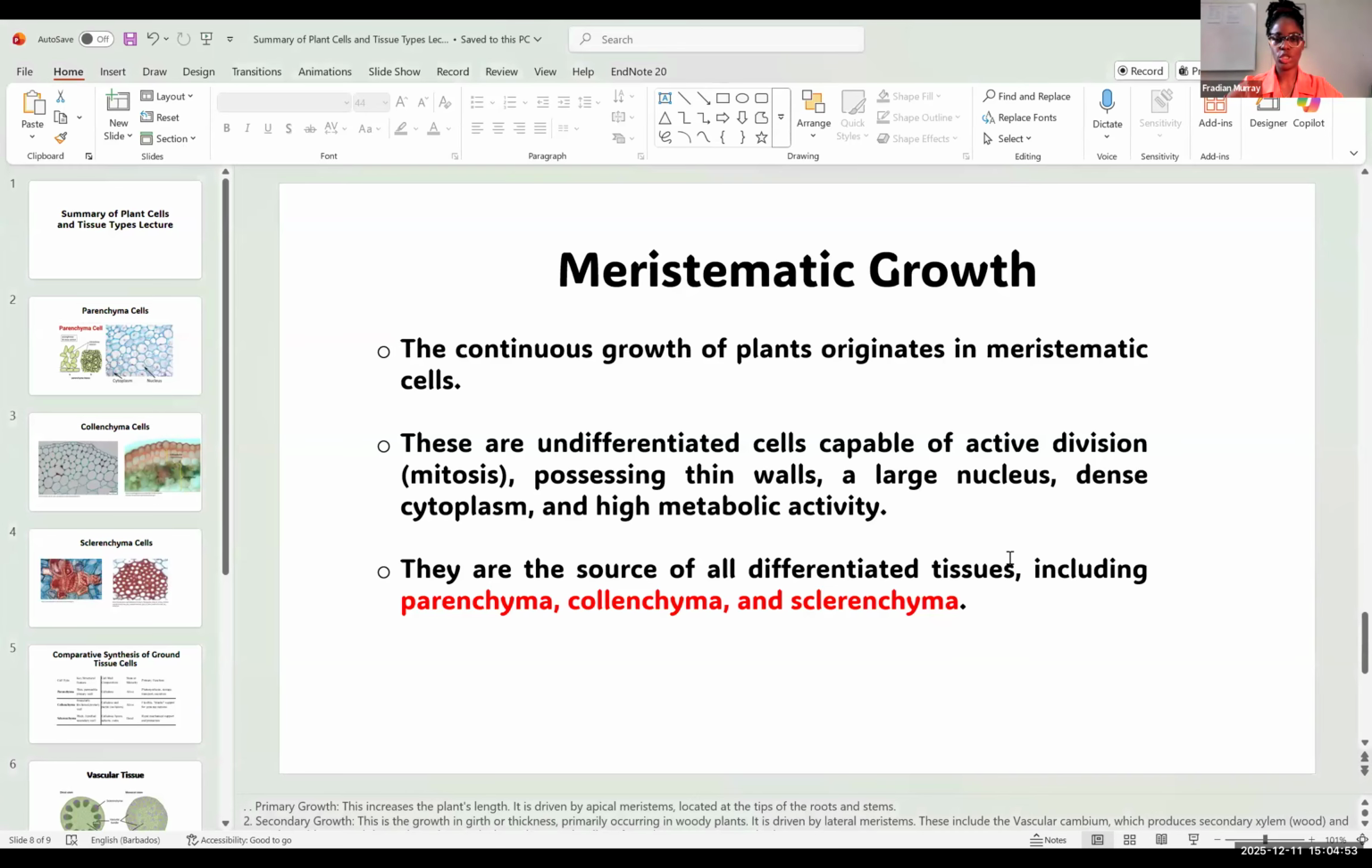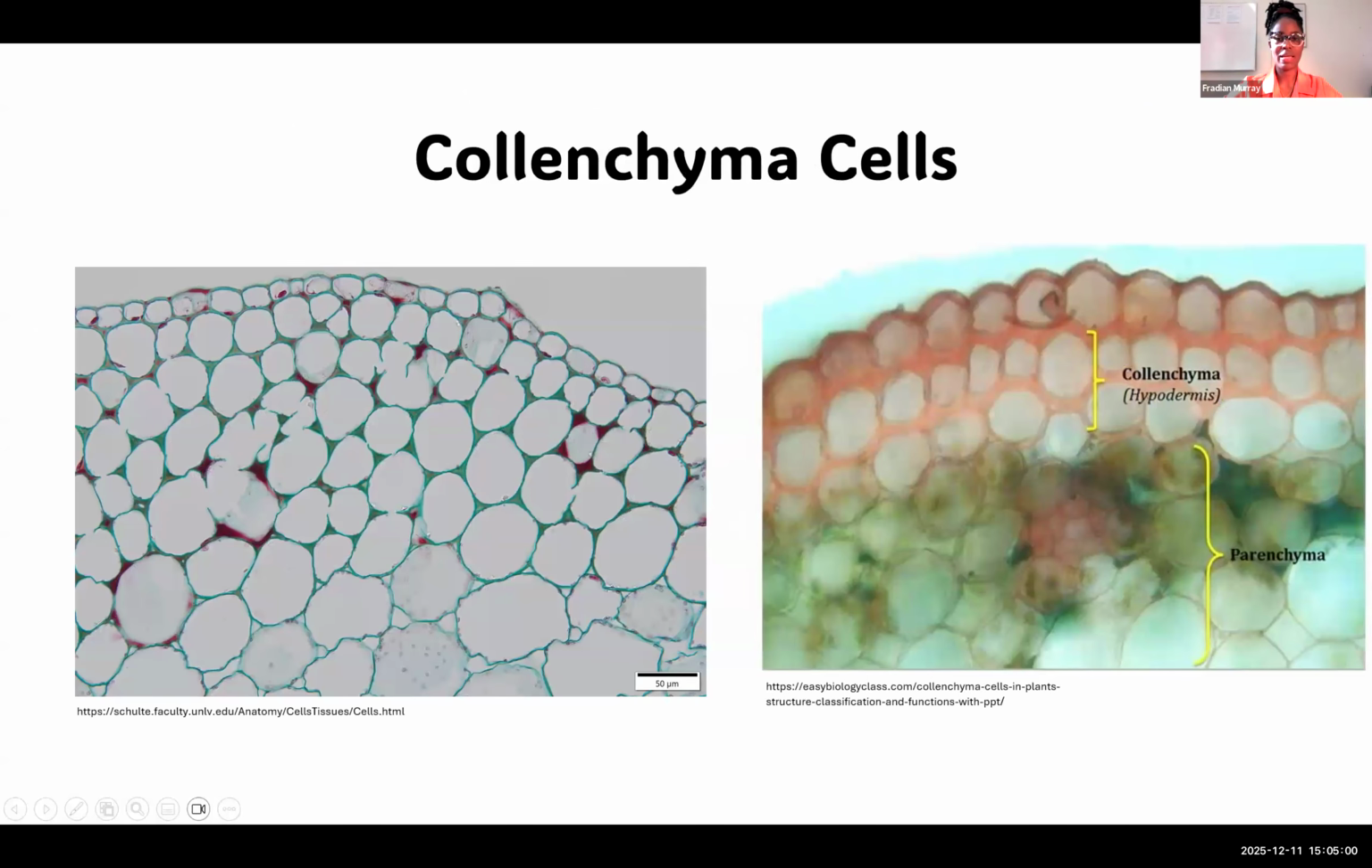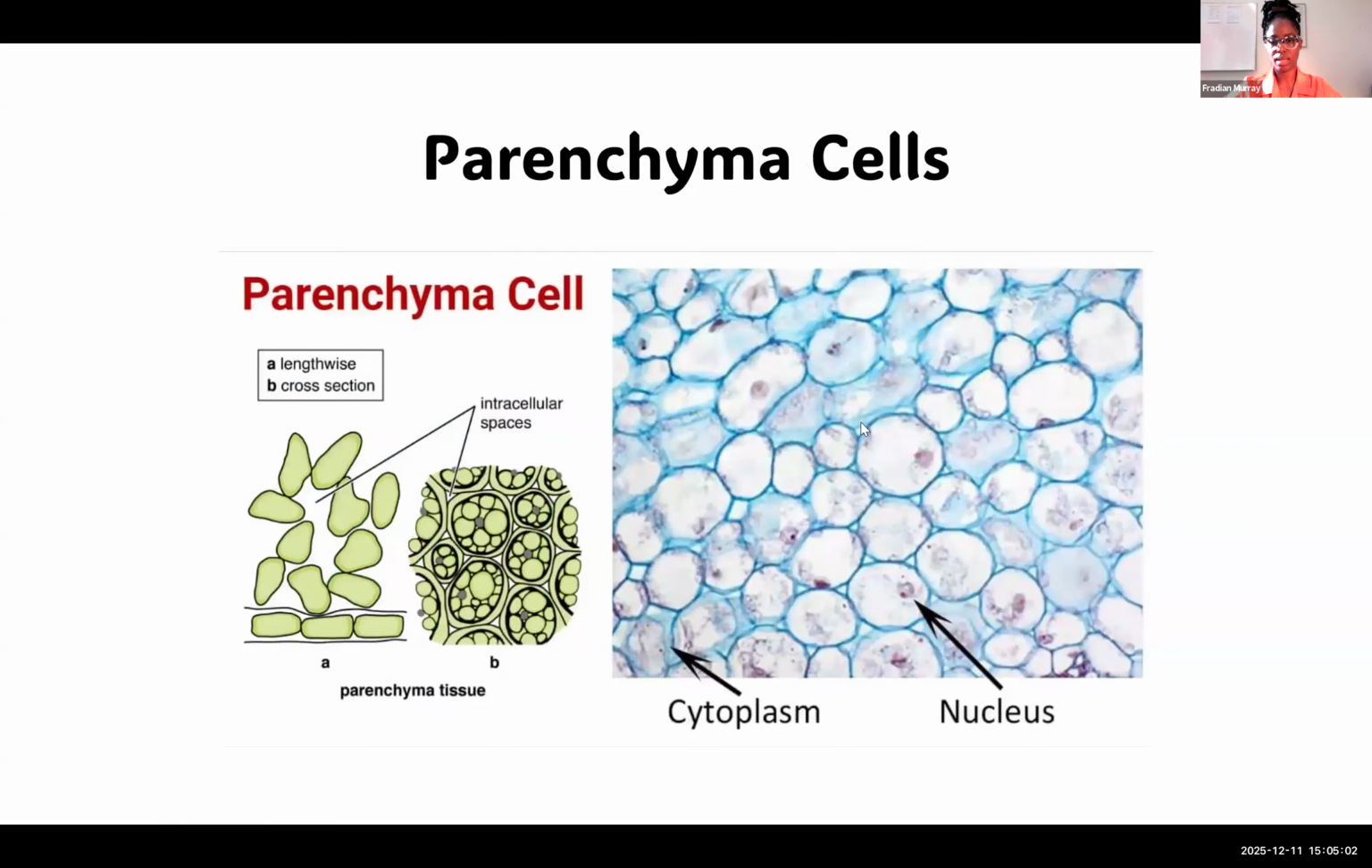A parenchyma cell is going to be thin in nature. So its primary walls are going to be very thin. As you can see in this image here, looking at these walls, it is going to be that cell which functions in undifferentiated growth. So while you can see the nucleus, you're not really seeing a lot more happening there.